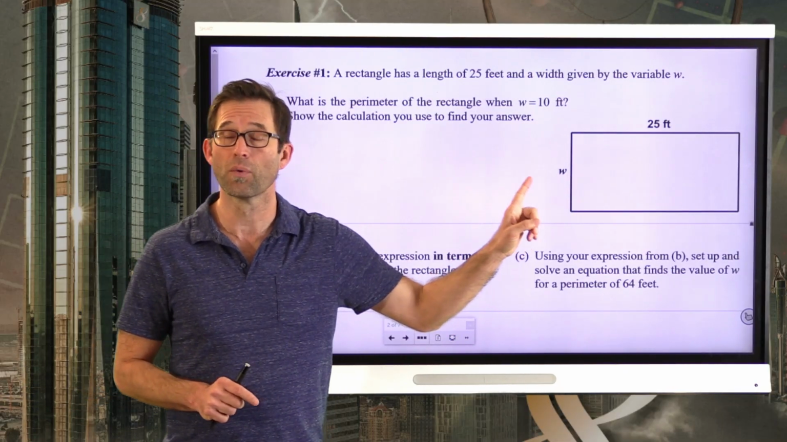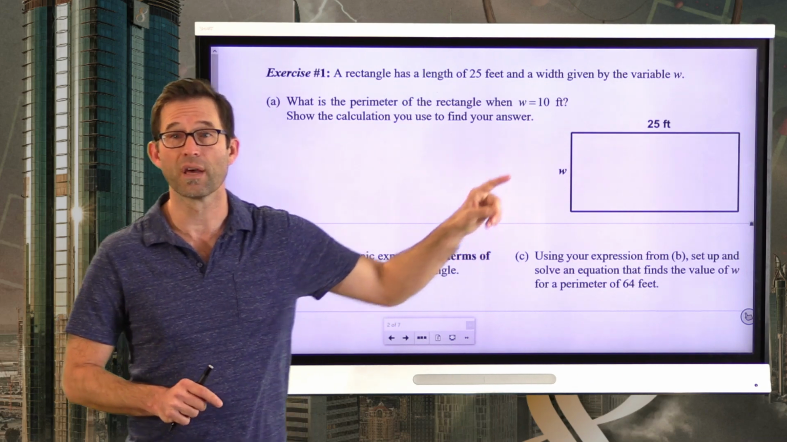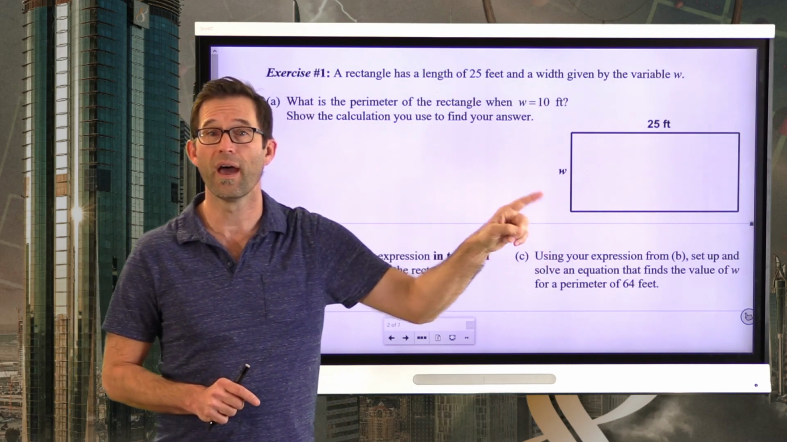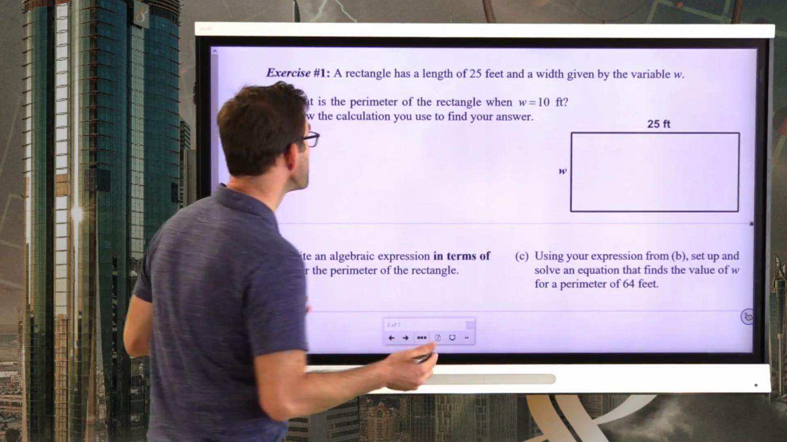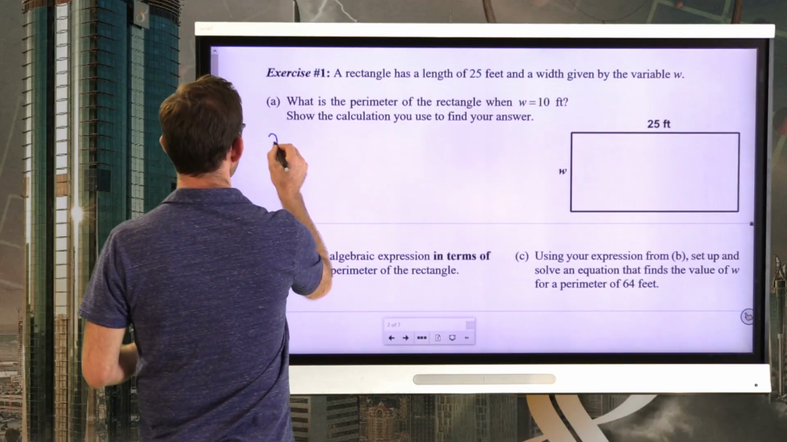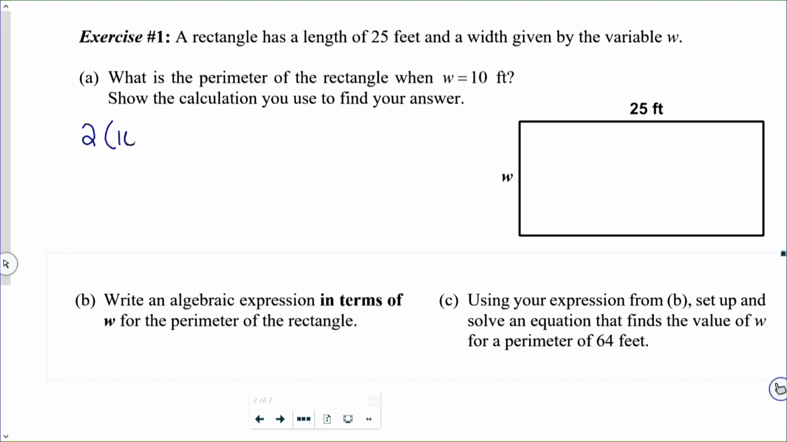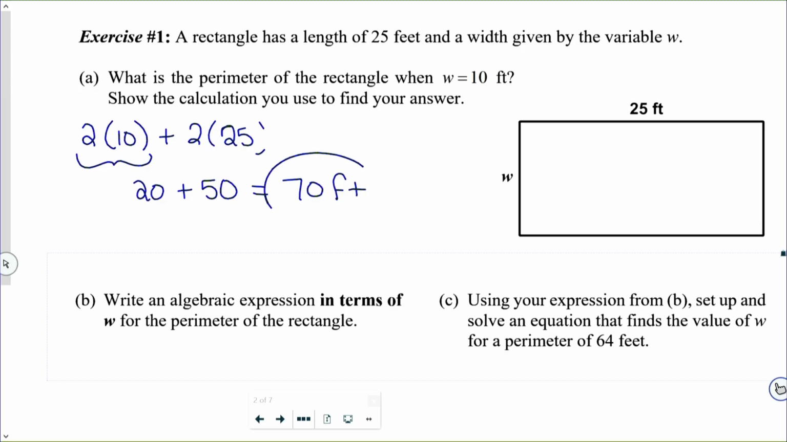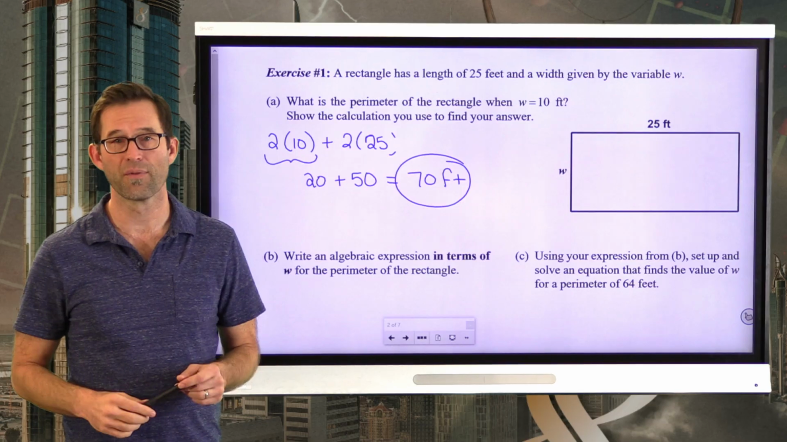But if w is equal to 10, then of course I've got a 25 and a 25 and a 10 and a 10. It's easiest to find the perimeter by using something like this: 2 times 10 plus 2 times 25. Of course 2 times 10 would be 20, 2 times 25 would be 50, and I would just have 70 feet. All right, nothing very difficult about something like that.